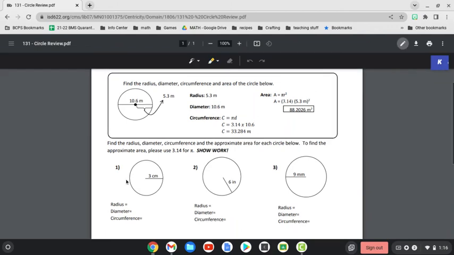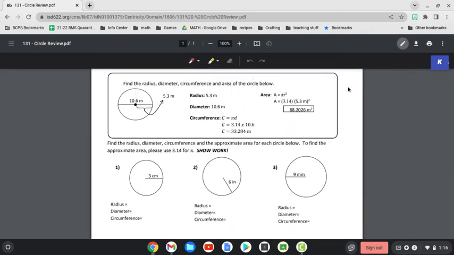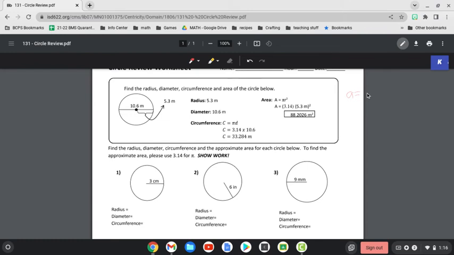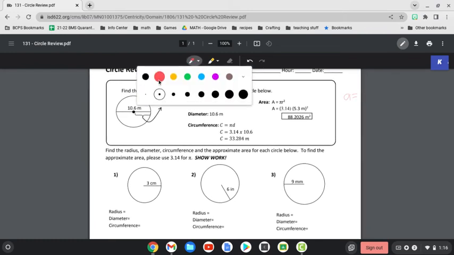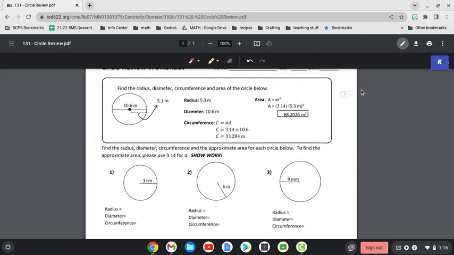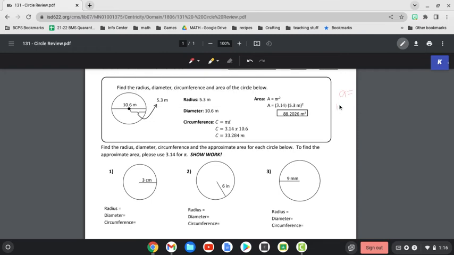That was not what I wanted. That's all right. So we know that the area of a circle is equal to pi r squared. And we use 3.14 as pi unless we're told otherwise.